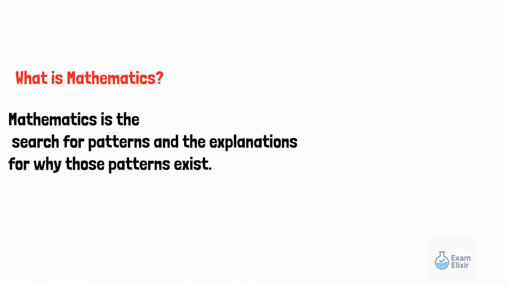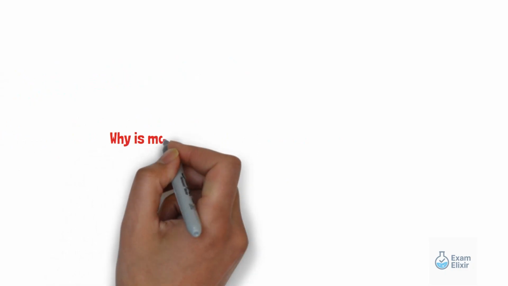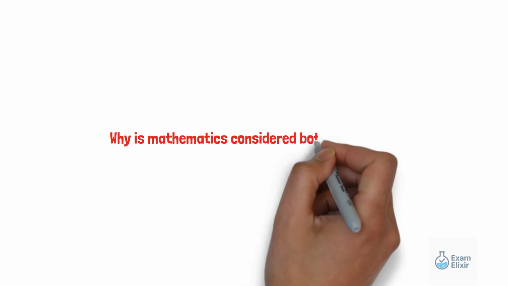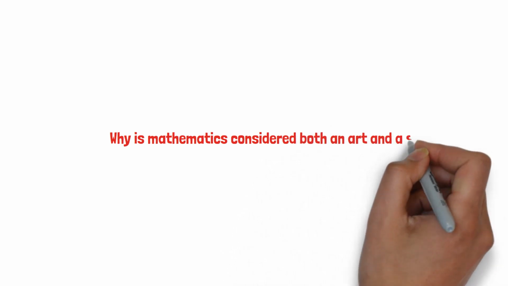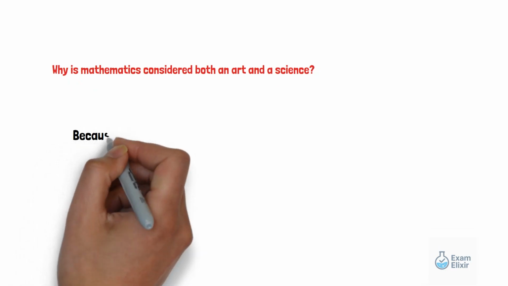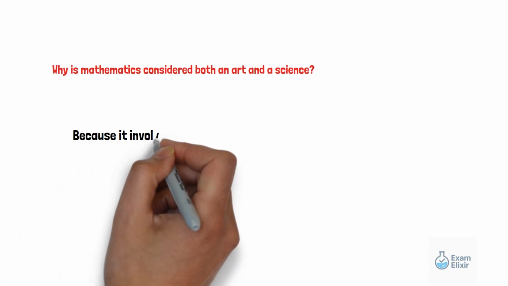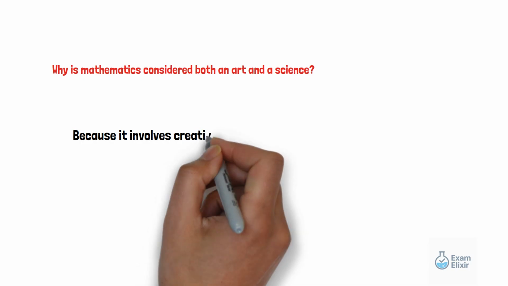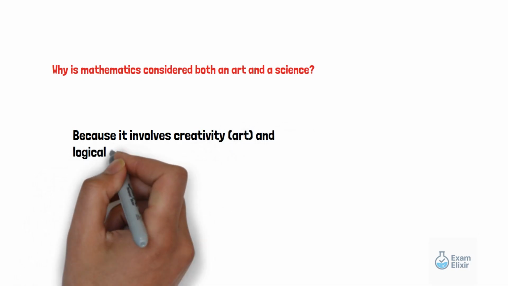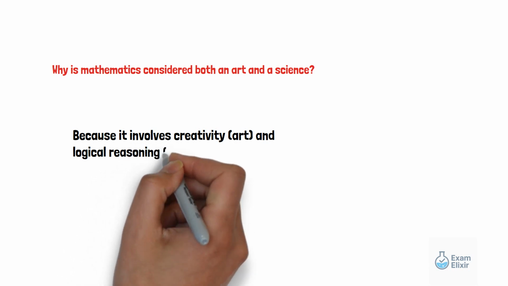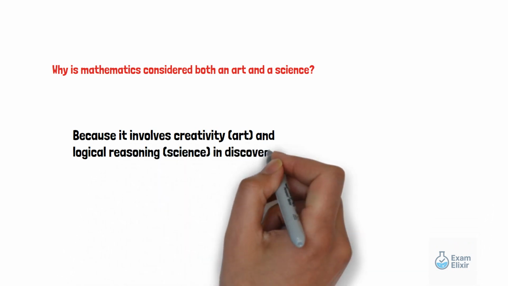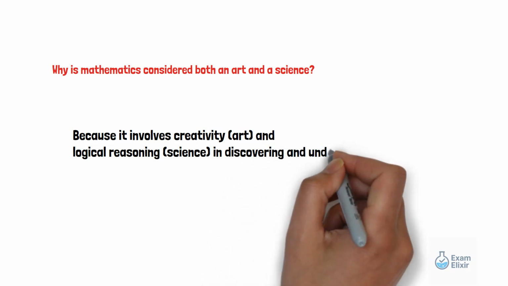And the second question is, why is mathematics considered both art and science? Mathematics is considered both art and science because art means creativity in mathematics, and science means logical reasoning. Both creativity and logical reasoning are required to find the pattern and why this pattern exists. That's why mathematics is known as both art and science.